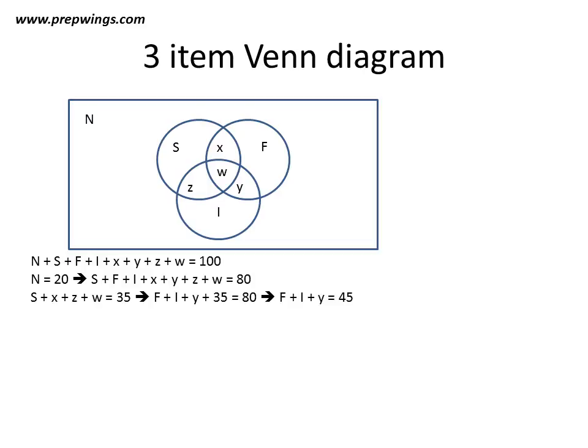Also we know number of students studying Spanish is 35. So if you look at it, S is only Spanish, X is Spanish and French, W is Spanish, French and Italian, and Z is Spanish and Italian. So if we add S plus X plus Z plus W, we will get the number of students studying Spanish, that is 35. So now in the above equation we'll put S plus X plus Z plus W to be 35. So what we get is F plus I plus Y plus 35 is equal to 80. This further goes down to F plus I plus Y is equal to 45.